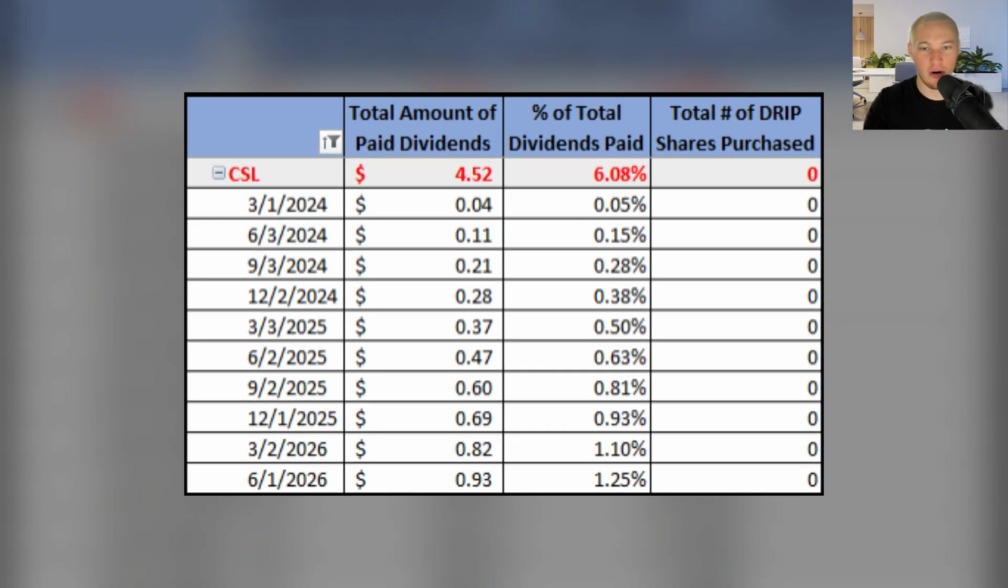Then on June 1st, which technically at the time of recording hasn't happened yet, but the dividends are already in the account, we received 93 cents from Carlisle Companies. You guys will look at this chart all the way down there at the bottom. It has increased since the last payout, and it's increased since the payout before that, and the payout before that, and so on and so forth. So there's that 93 cents up at the top. CSL has now paid $4.52 in total, or 6.08% of the total dividends paid in this portfolio.